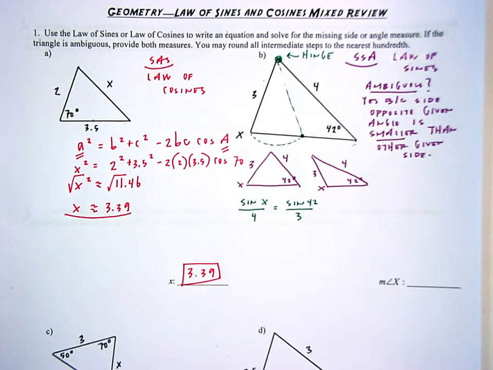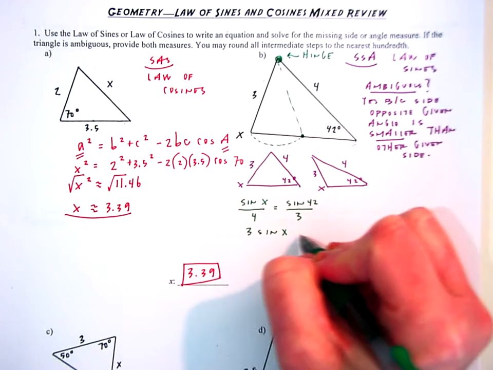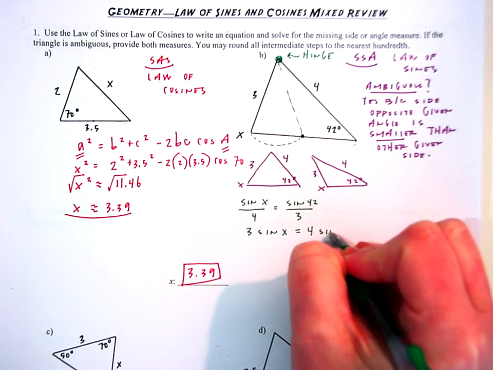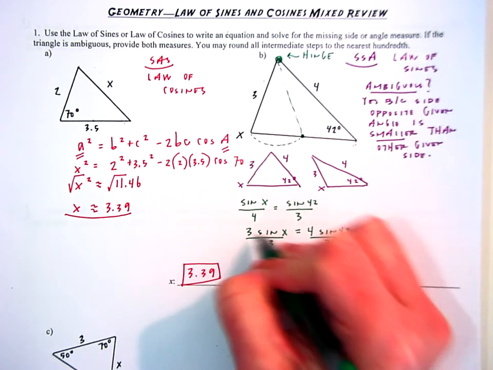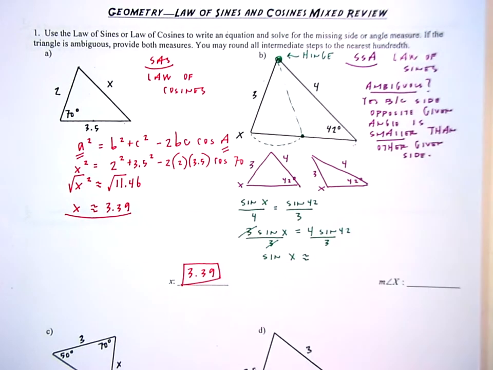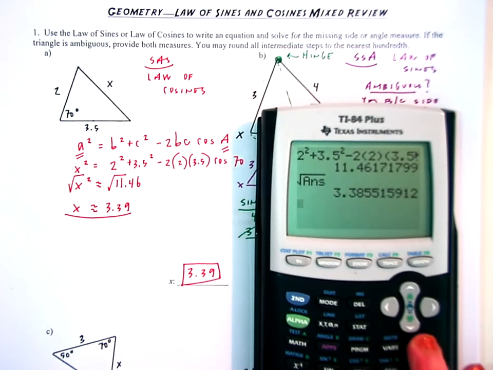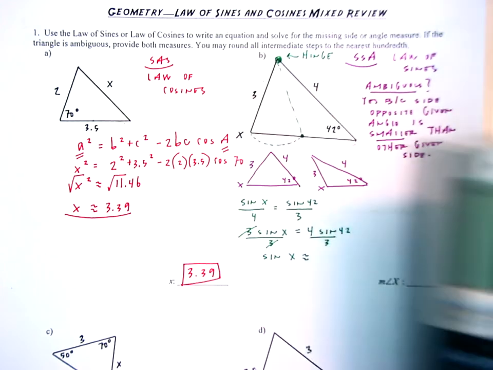So there's my proportion using the law of sines, and now I cross multiply. So 3 times sine x equals 4 times sine 42. And then I'm going to divide away the 3. So I have sine x is about. Okay, so let me plug that in. So I had 4 times sine 42, and then I'm dividing that by 3. So there we go. So I know that sine x is about 0.89.